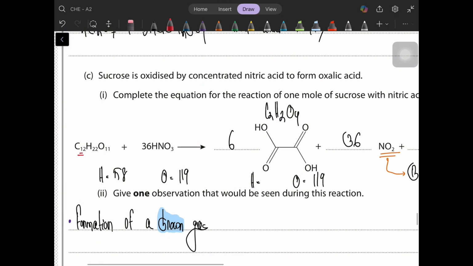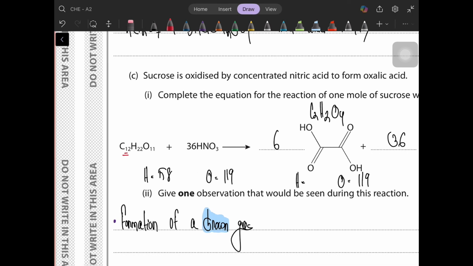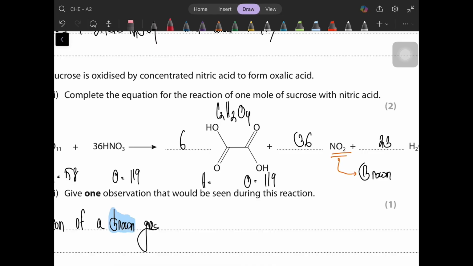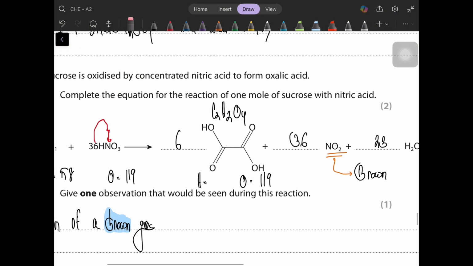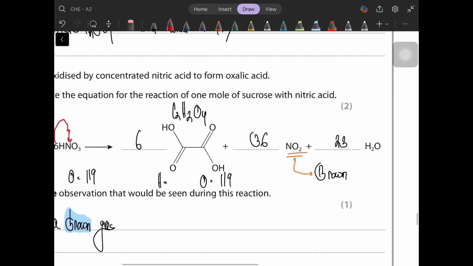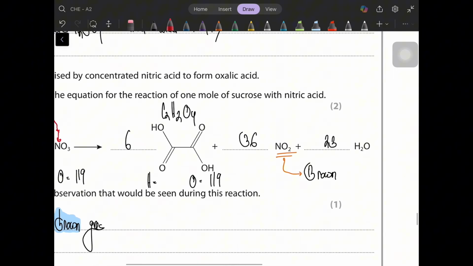So you have 12 carbons, right? You have 12 carbons over here, and how many carbons do you have over here? You have 1 and 2. You have 2 carbons, right? So 6 times 2 is going to be 12, right? So yeah, the carbons are balanced, right? Now let's just balance the nitrogens, right? There are 36 nitrogens, right? So here we are going to have 36 nitrogens as well, right? Now hydrogen and oxygen is left, right? Now what you're going to do is you have 36 times 2, so this is gonna be 72 hydrogen, right?